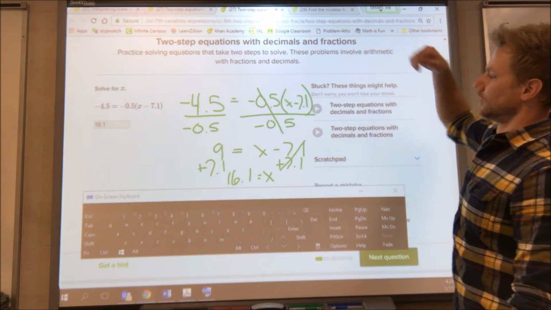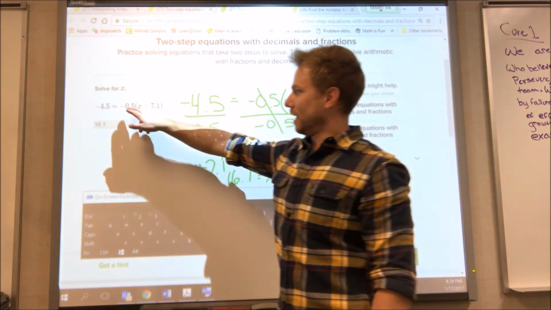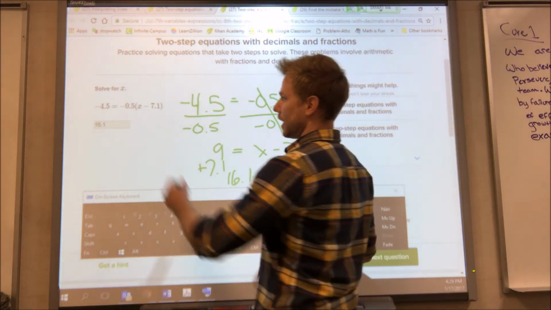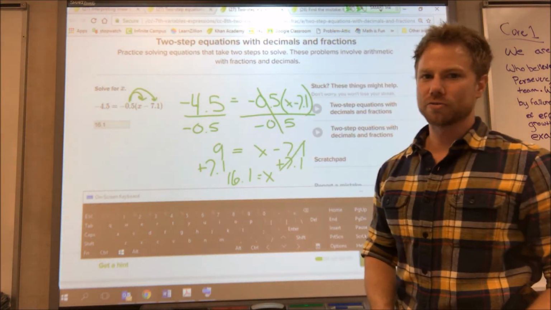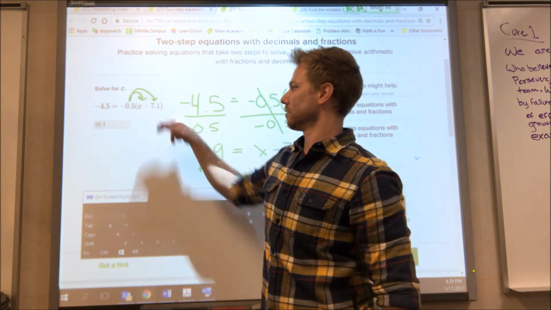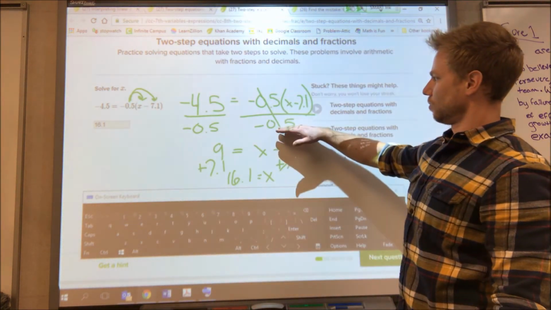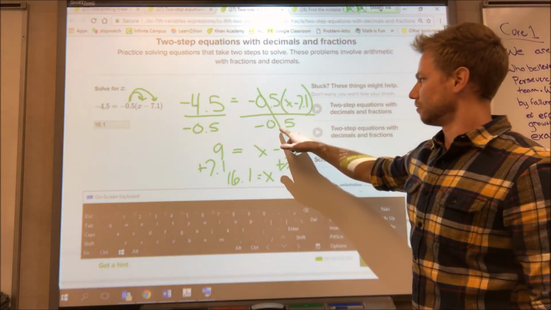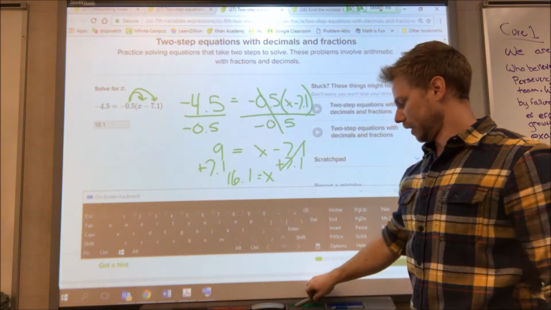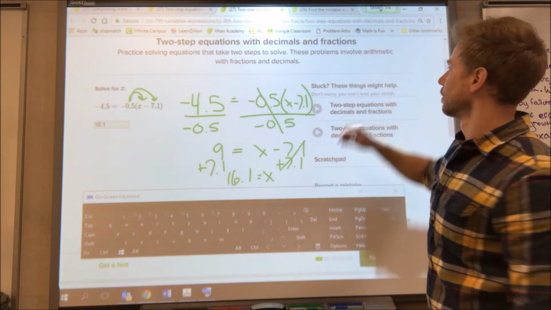Okay. So you can distribute the negative 0.5, but it's going to make a little bit more work for us when we have decimals like this. So I would suggest doing what I did here, and instead of distributing the 0.5, divide on both sides, and we're going to get nicer numbers to work with.